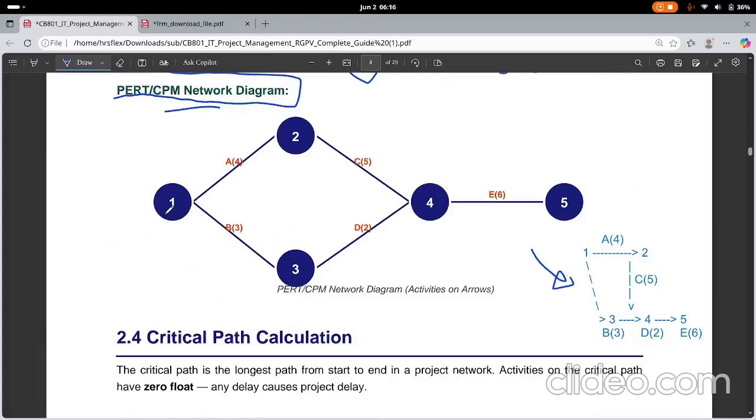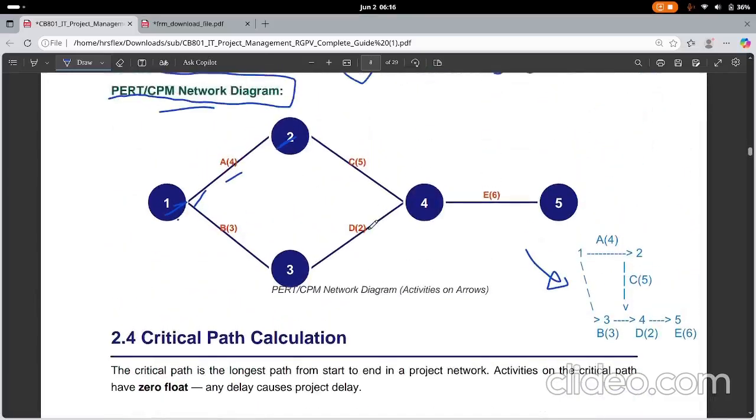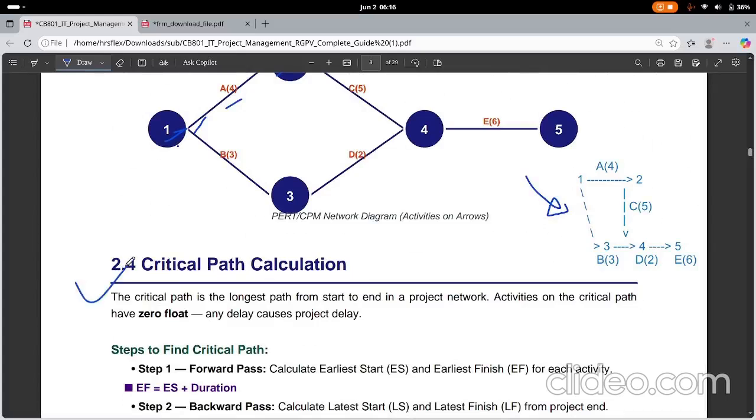You see this is stage 1. Stage 1 is process 1. It requires a certain task to be done and then it moves to the next stage. This is a type of network diagram, and with this network diagram we are going to do the critical path calculation.